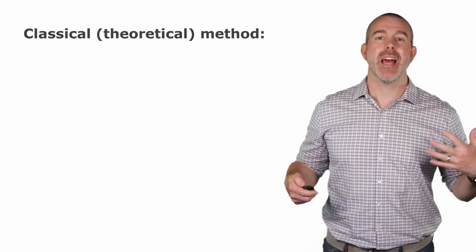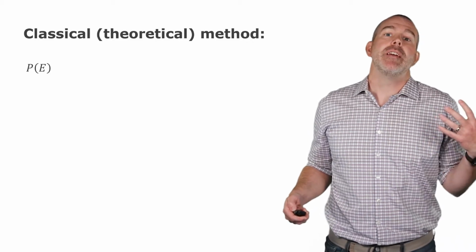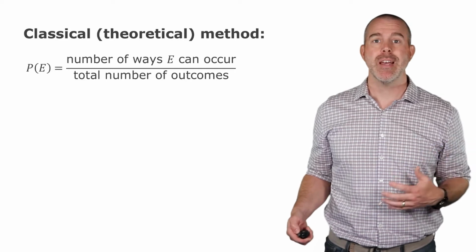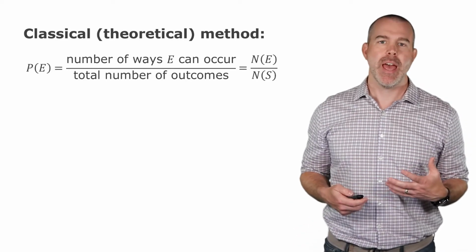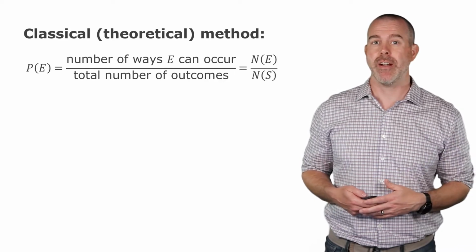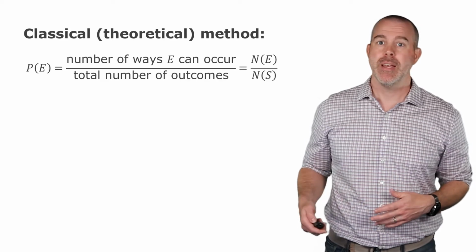In terms of calculating probability, the classical, theoretical method would be, well, the probability of event E is the number of ways that event E can occur over the total number of outcomes. In shorthand, you could say capital N of E over the total number in the sample space. And we usually use a capital letter S to represent the sample space.